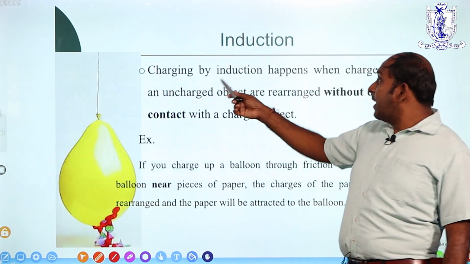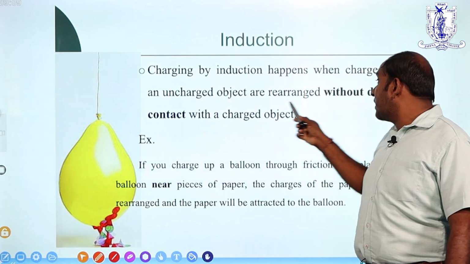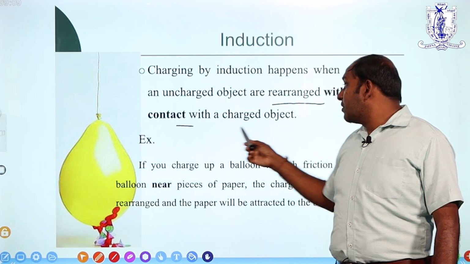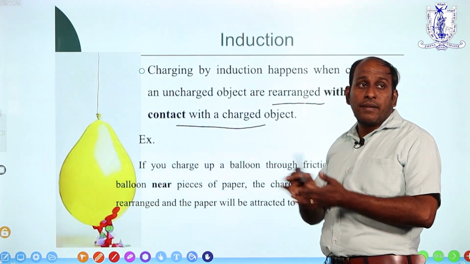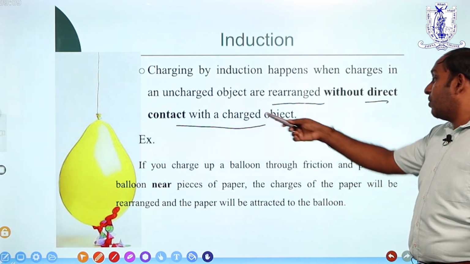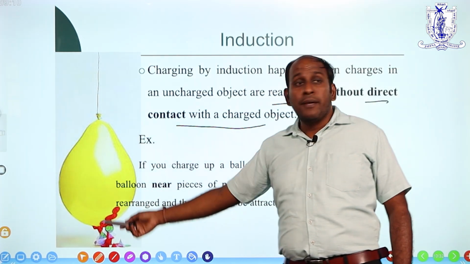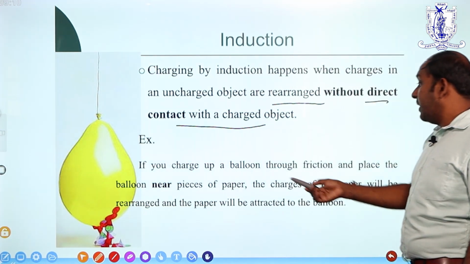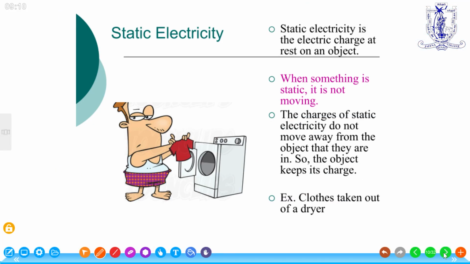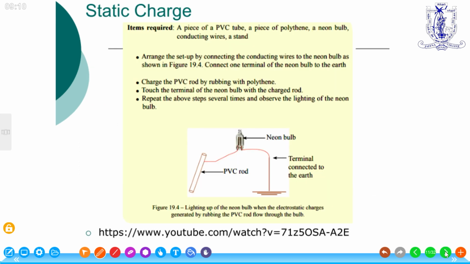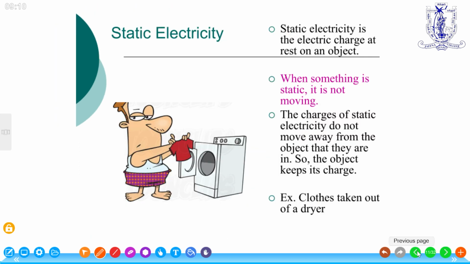And induction: charging by induction happens when a charged object rearranges the charges on an uncharged object without direct contact. A simple example is a balloon rubbed with polythene or something else that then attracts paper. Temporary charges are created. The simple experiment is also in the grade 7 and 8 syllabus, but static electricity is also used in a lot of things, like photocopy machines, cameras and other appliances.